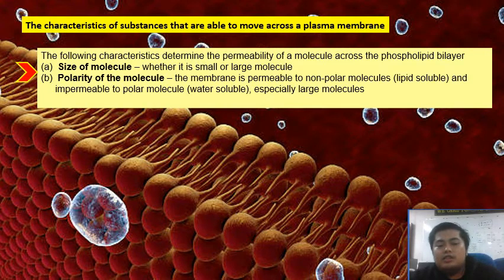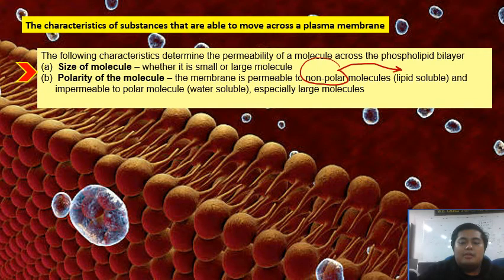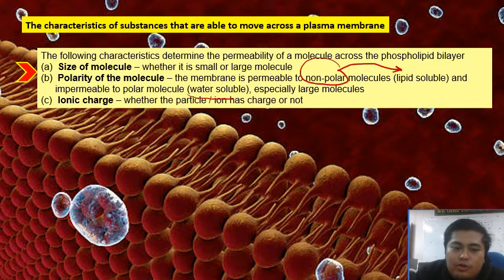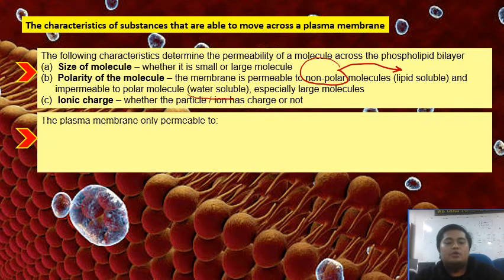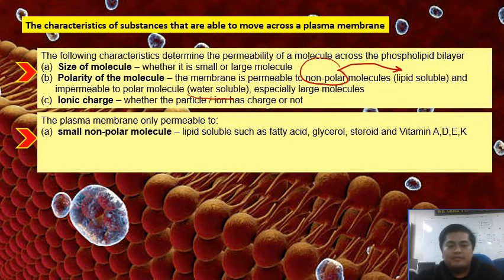Next, the polarity of the molecule. The membrane is permeable to non-polar molecules. Apa yang dimaksudkan dengan non-polar? Maksudnya dia adalah lipid soluble, larut lemak. And impermeable to polar molecules, ataupun kita panggil dia sebagai larut air, especially the large molecules. Last, whether it has an ionic charge, sama ada dia ada charge ataupun tak, whether the particle or ion has charge or not. So the plasma membrane is only permeable to, hanya telap kepada, small non-polar molecules. So size dia small and non-polar.